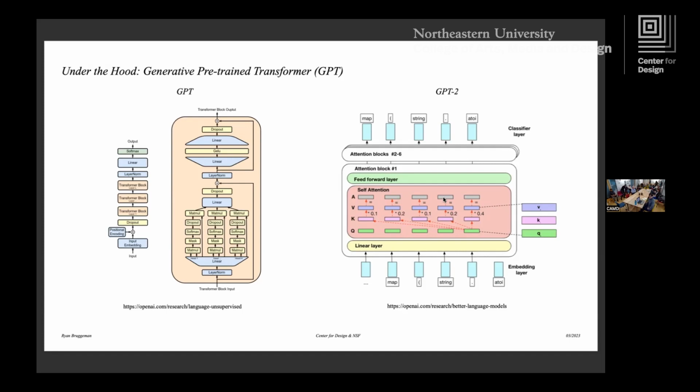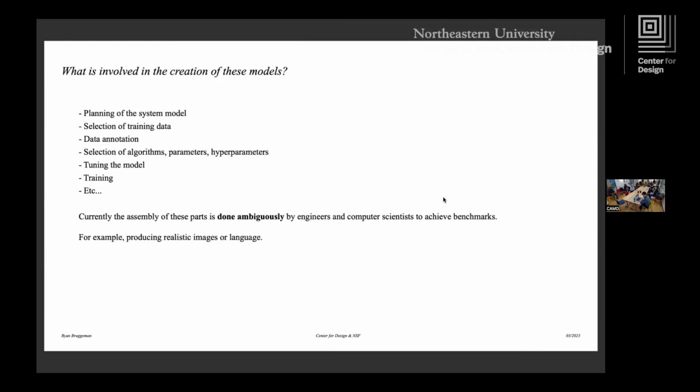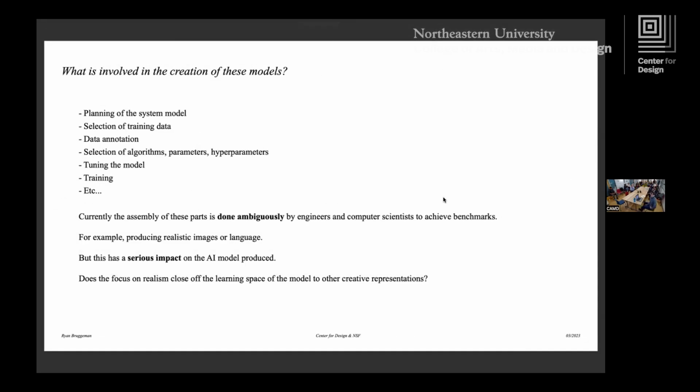And what I have to say about all of these different types of models is that their creation involves planning, selecting the training data, data annotation, selection of algorithms, parameters, hyperparameters, tuning, model training, etc. And all of these decisions are currently done quite ambiguously by engineers and computer scientists. There's obviously some rigor that goes into this, but there's a level, like, for example, producing realistic images, it's a probabilistic choice, and comparing how a model performs on its test data to its training set. But I would argue that this has serious impact on the models that are produced and their effects once they're in the real world, once we have these limitations and these ambiguous design choices.